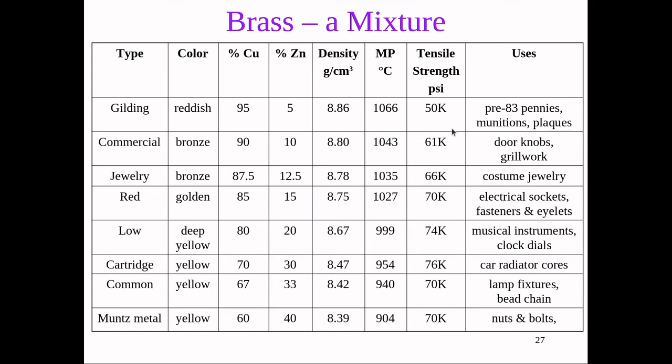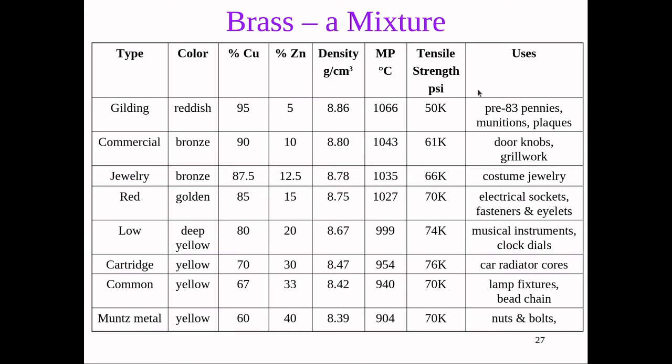It's measured in psi, pounds per square inch, so this would be like 50,000 psi. For the different properties that we have, we found reasonable uses for each different kind of brass that we can make. We've done everything from pennies to doorknobs to car radiator cores to lamp fixtures and even nuts and bolts. A lot of the ones that you see for plumbing are going to be made out of brass.